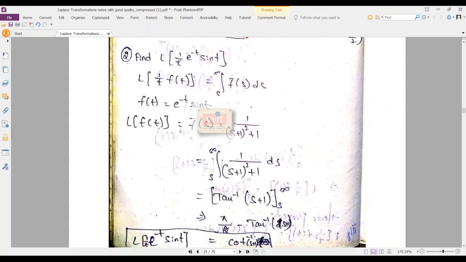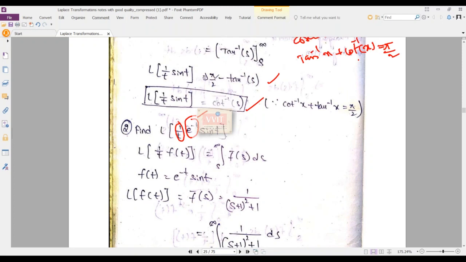Then L of 1 by t, e power minus t sin t. Again, division with t, e power minus t. As per earlier practice, better you give that the last priority. Try to simplify this. L of sin t by t, I think, yeah, we have this. L of sin t by t is cot inverse s.